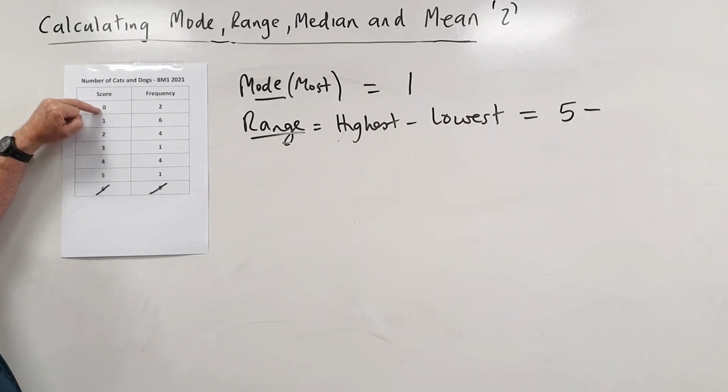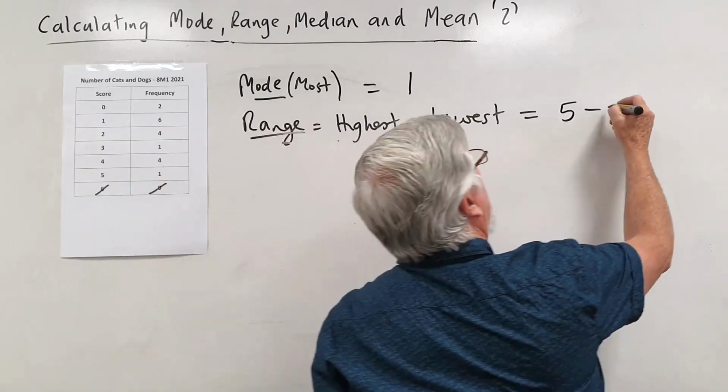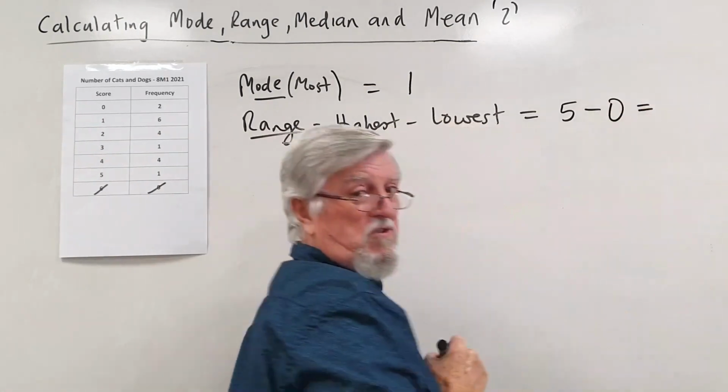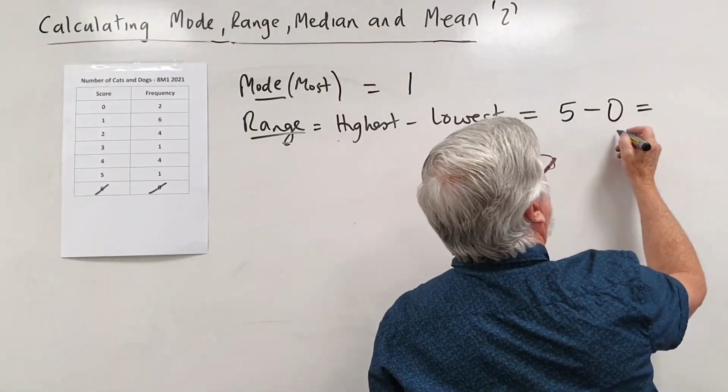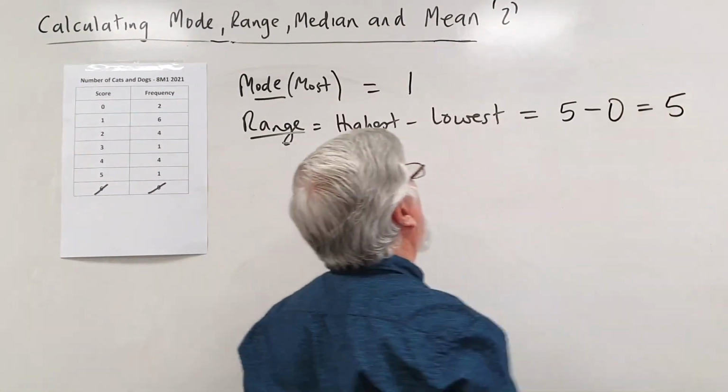And that one there is the smallest. Some family had no pets, no dogs and cats I should say. They might have horses and all sorts of animals. So 5 take 0 is not the answer. The answer is actually the 5.